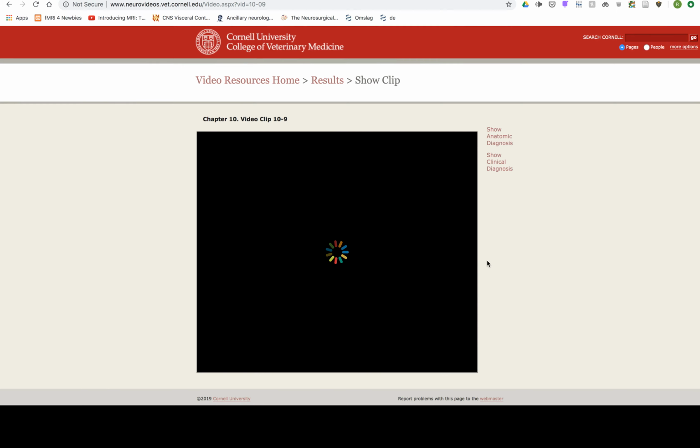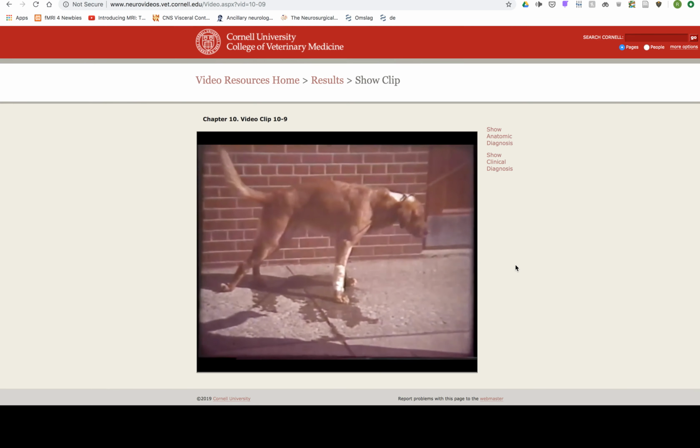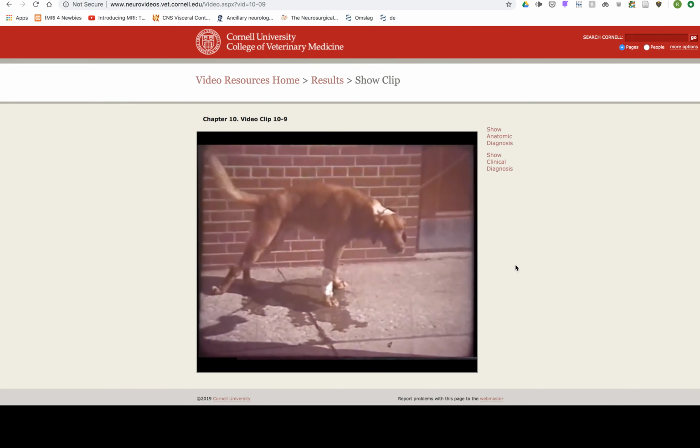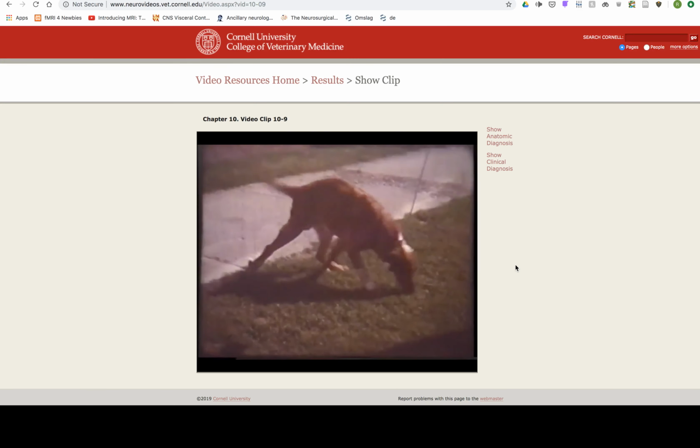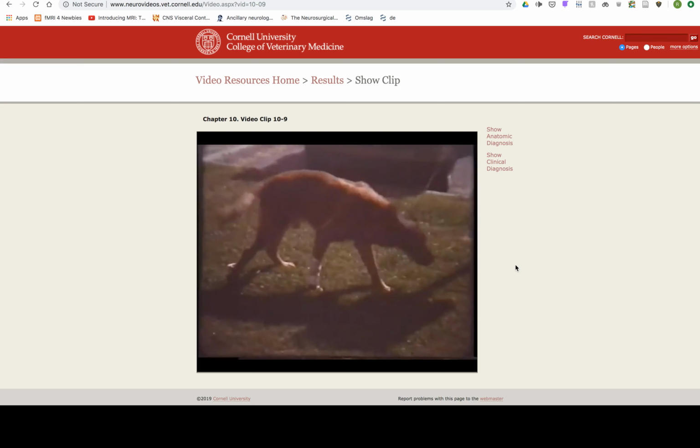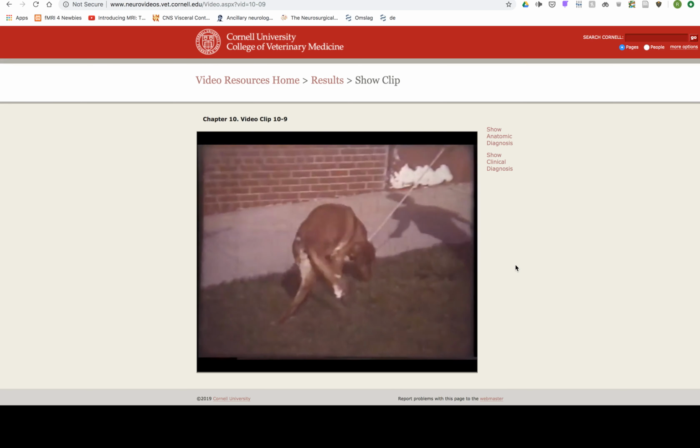Video 10-9 shows that this dog's clinical signs are the mirror image of those observed in Drake in case example 10-3. Penfield exhibits a spastic monoplegia of his right pelvic limb. Anatomic diagnosis: focal lesion on the right side of the spinal cord between the T3 and L3 spinal cord segments. Differential diagnosis: the diagnosis is the same as that described for Drake in case example 10-3.